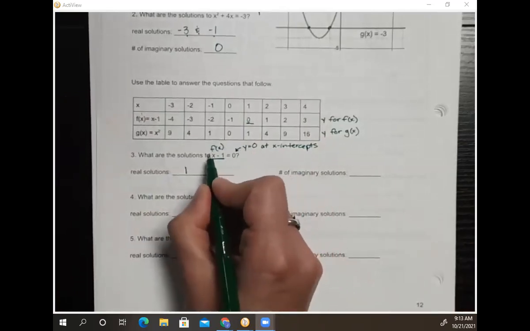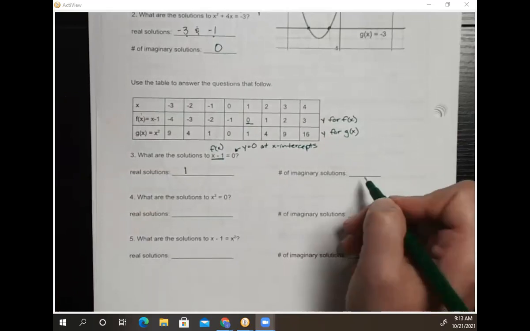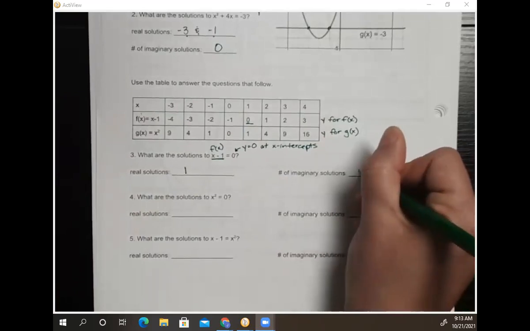Based on the degree here, how many solutions do I expect? Just 1, right? I have 1 real solution. How many imaginary solutions should I have? 0.